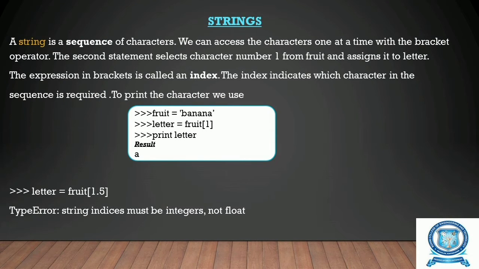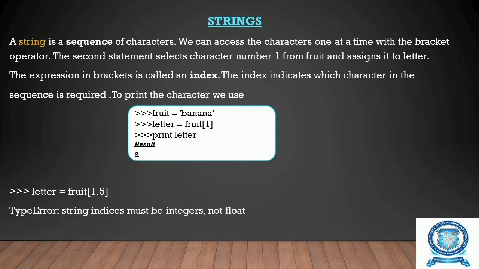Now let us see about strings. A string is a sequence of characters enclosed within double quotes. We can access the characters one at a time with the bracket operator. The second statement selects the character number given in this example. Number 1 is given inside the bracket from fruit, and it assigns to the letter. The expression in the bracket is called an index. The index indicates which character in the sequence is required.